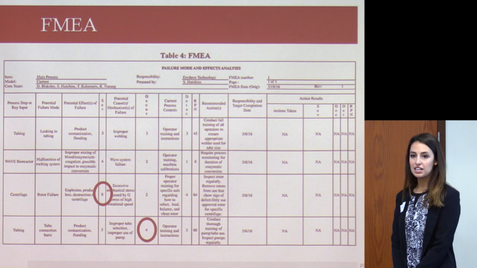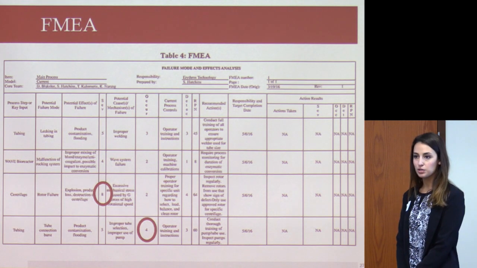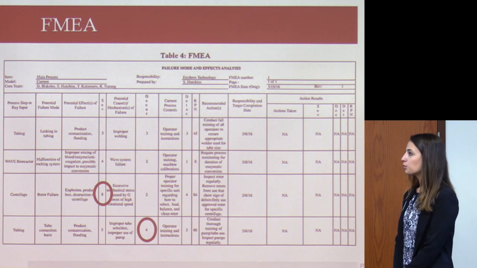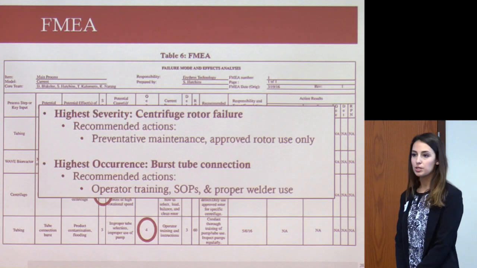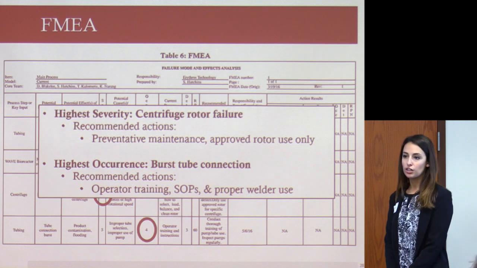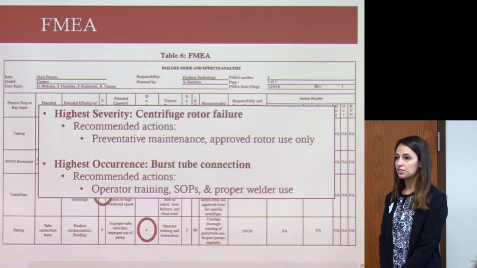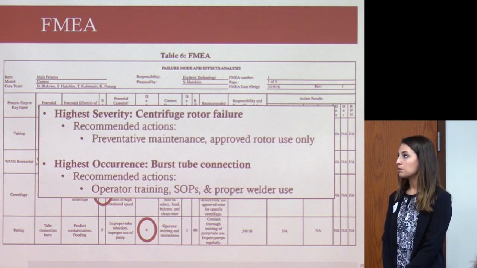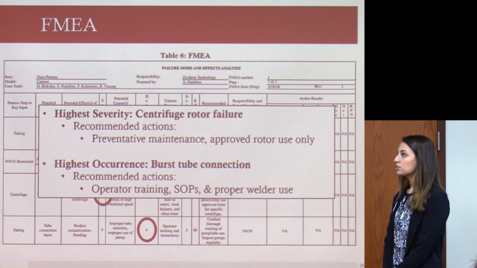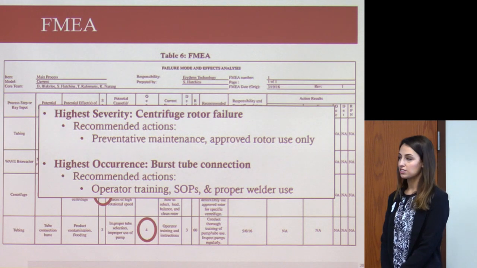A failure modes and effects analysis was conducted, and this is a great way to quantify the risks that are associated with the process and then highlight the high priority risks. So we identified that the high severity that we predict would be from a centrifuge failure. And so a rotor failure can occur if the improper components are used in the centrifuge or the operator is using it incorrectly, maybe like imbalanced or if the rotor is unclean. So we recommend to conduct preventative maintenance and also use only the approved rotor for the centrifuge.